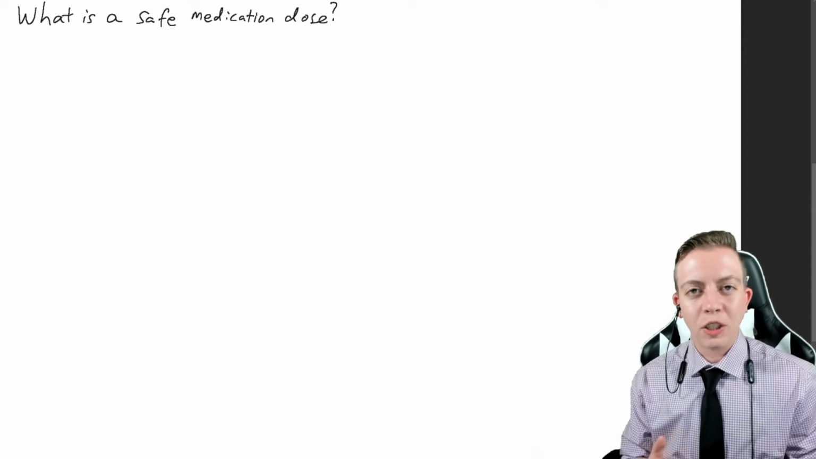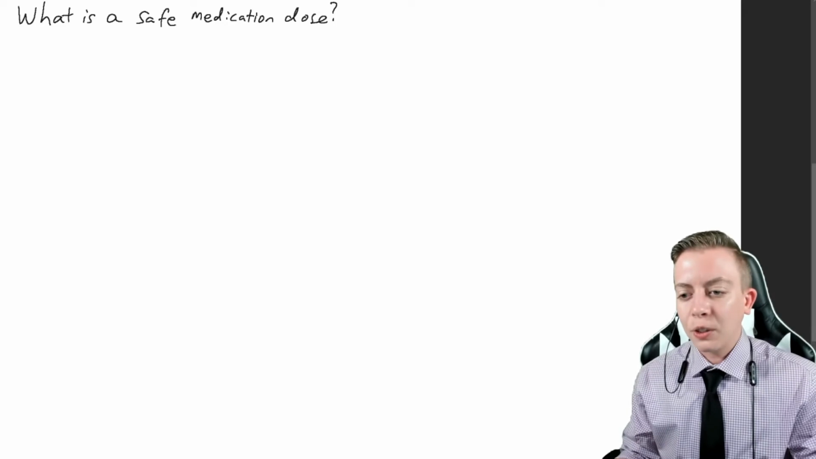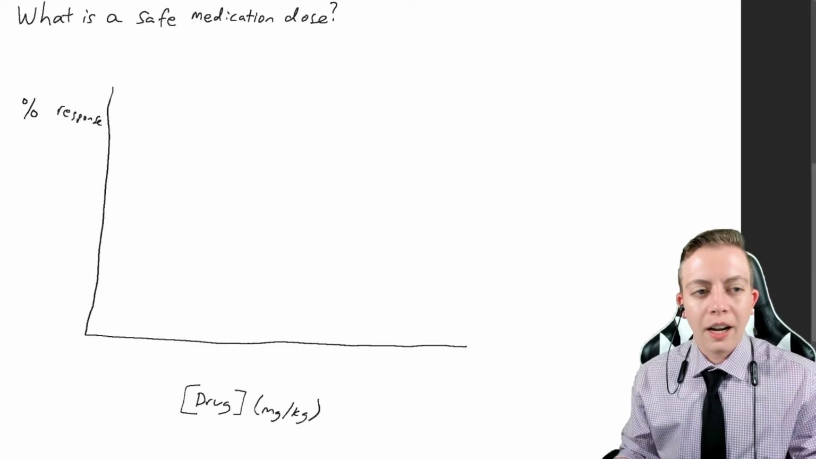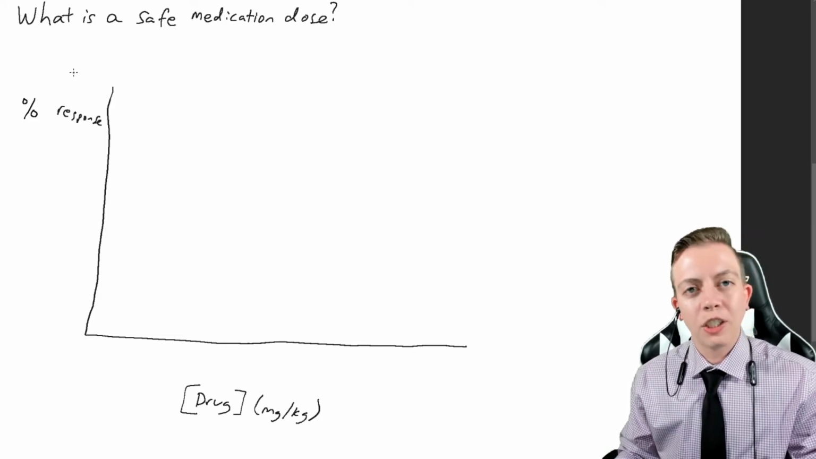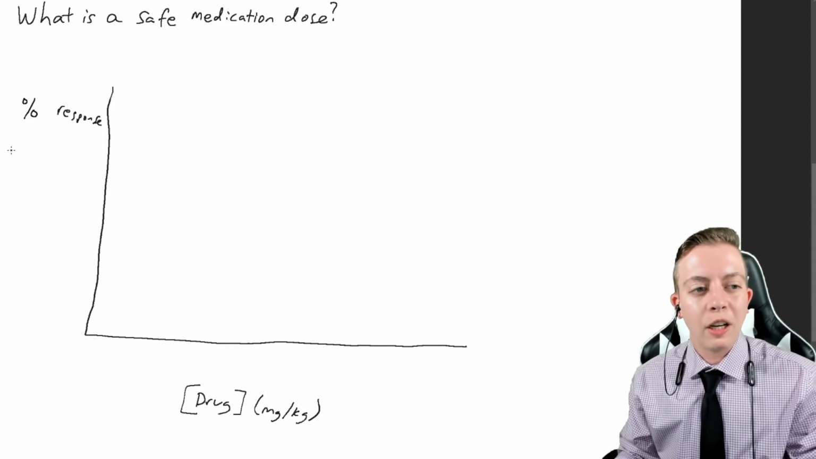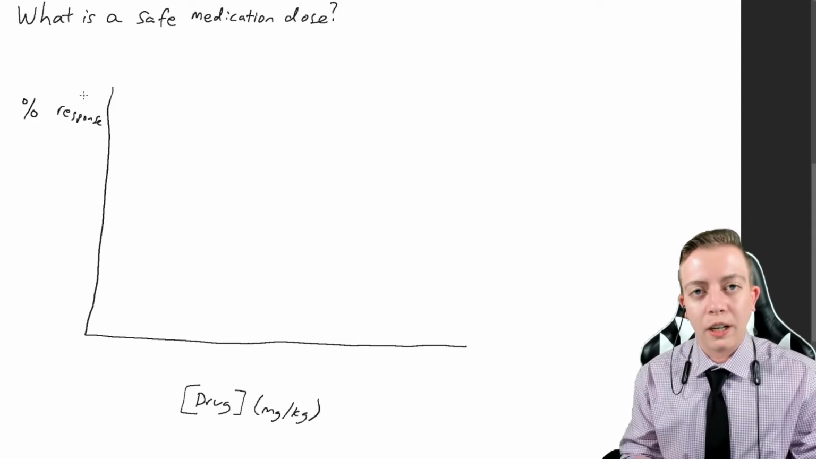So I just wanted to give you some information so you understand the process of where we get these numbers from. I'm going to pull up this graph, and we're going to base everything off of a graph where the y-axis is the percent response. This is the amount of people in the study population that have a particular effect from a drug, whether it be beneficial or toxic.